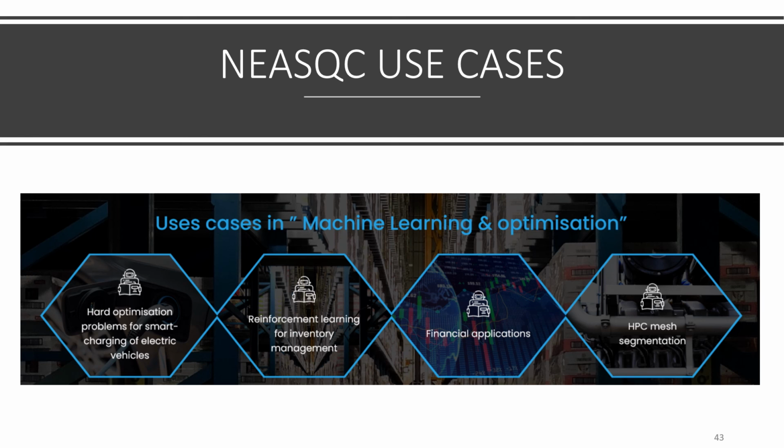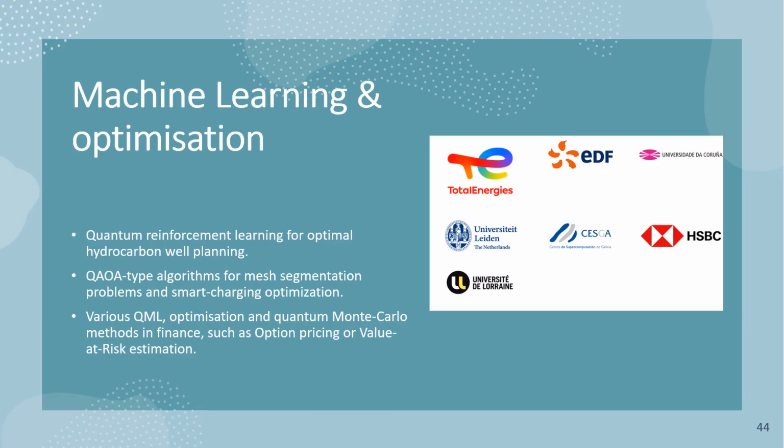The second main area is machine learning and optimization. In this area, we are working in hard optimization problems for smart charging of electric vehicles, in reinforcement learning for inventory management, in financial applications, and in HPC MEC segmentations. And the companies involved in the project are Total Energies, EDF, the University of La Coruña, the University of Leiden, NEASQC, HSBC, and the University of Lorraine.